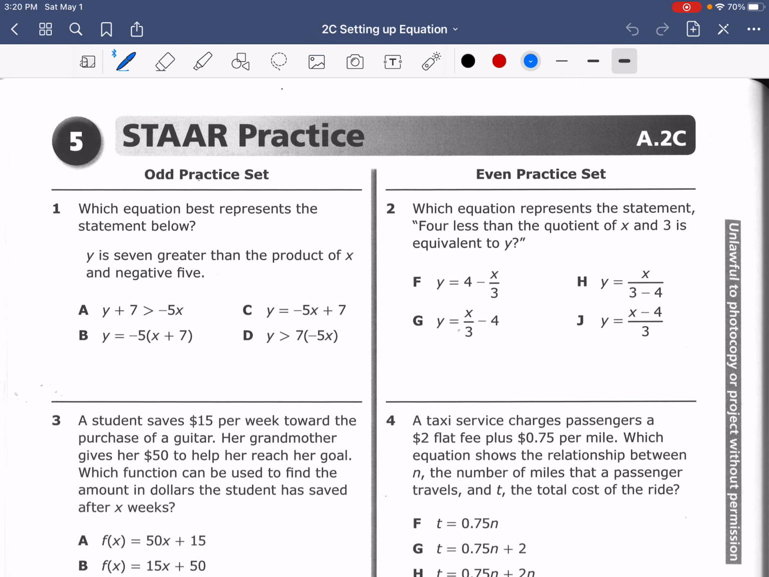So this time I'm going to teach you how to set up equations. So this one is about setting up.